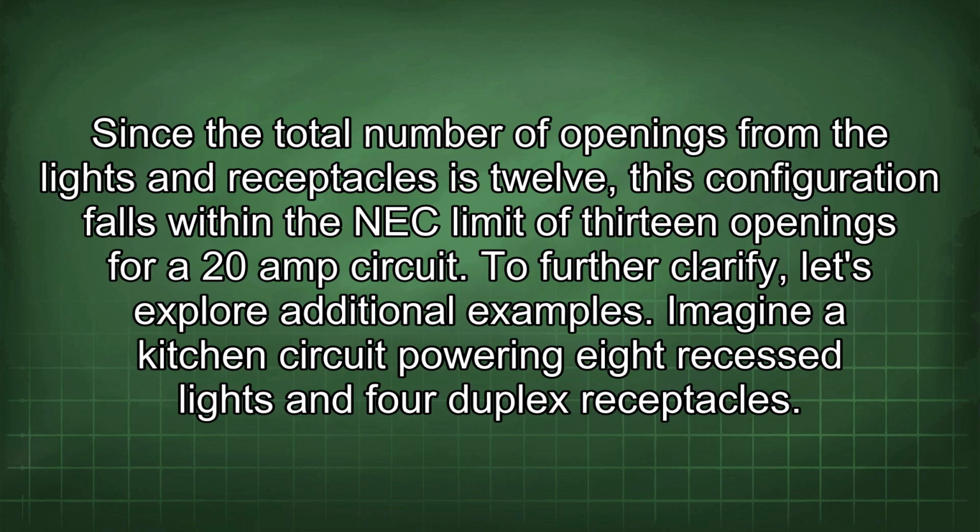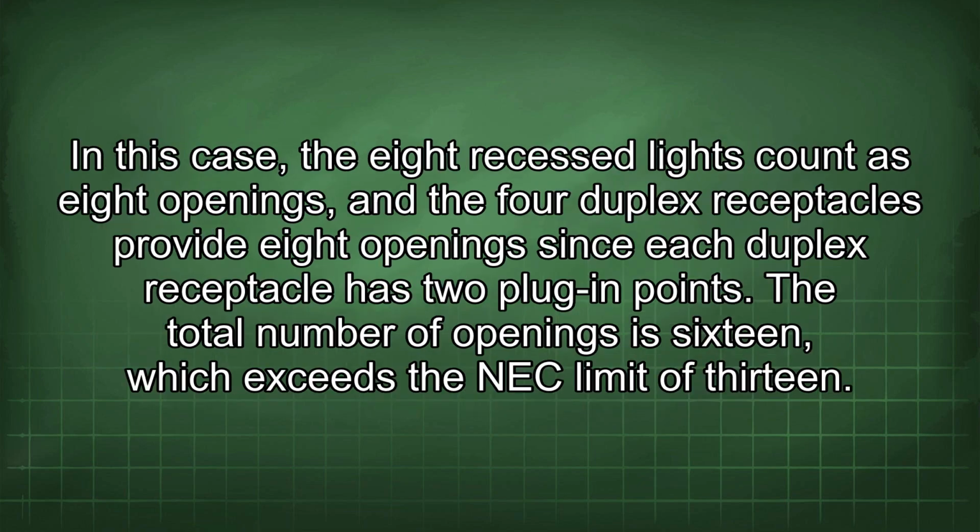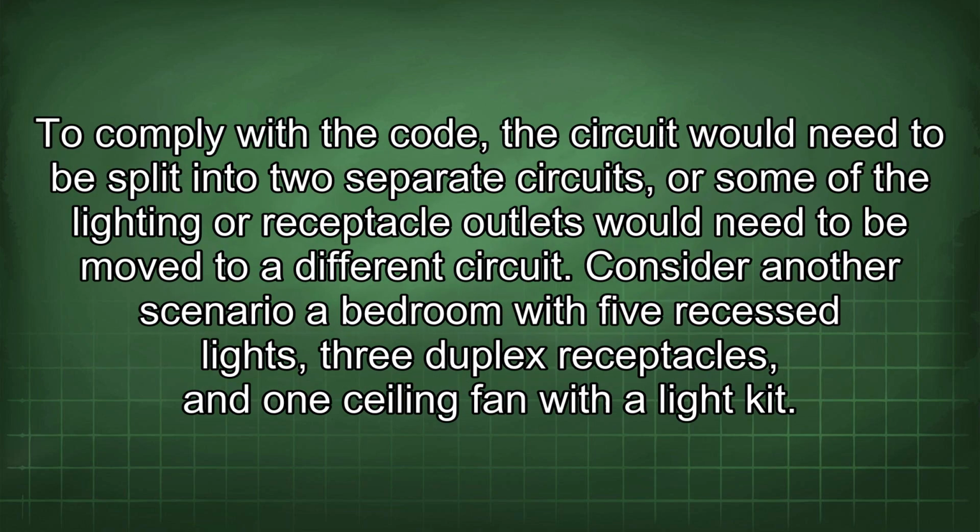Imagine a kitchen circuit powering 8 recessed lights and 4 duplex receptacles. In this case, the 8 recessed lights count as 8 openings, and the 4 duplex receptacles provide 8 openings since each duplex receptacle has 2 plug-in points. The total number of openings is 16, which exceeds the NEC limit of 13. To comply with the code, the circuit would need to be split into 2 separate circuits, or some of the lighting or receptacle outlets would need to be moved to a different circuit.